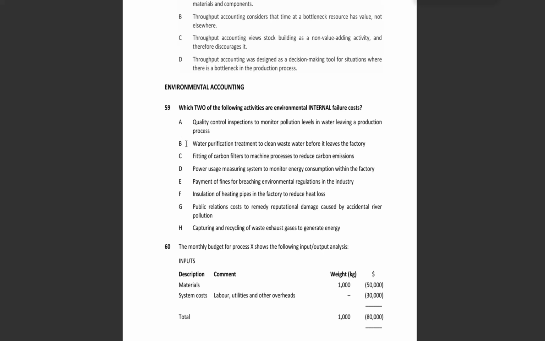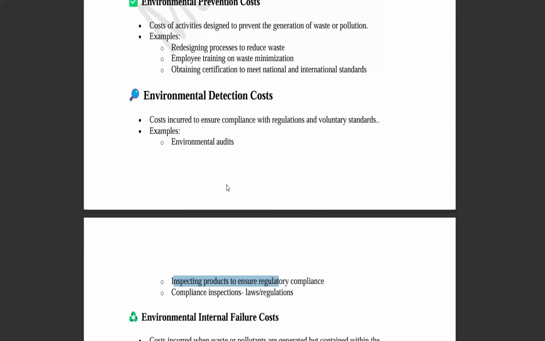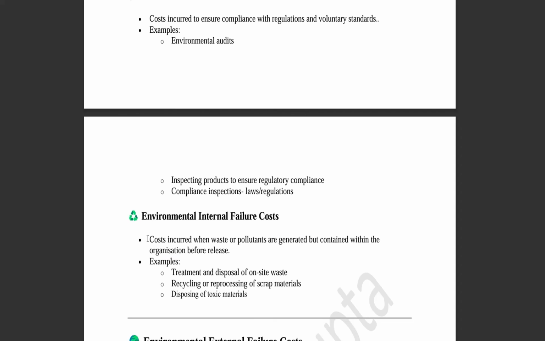Alright. Next is water purification treatment to clean water before it leaves the factory. That means the wastage has not been released to the environment. It is within the factory. Now the company is incurring the cost to get it treated. So these are internal failure costs. Remember, internal failure cost is incurred when waste or pollutants are generated but contained within the organization before being released. Alright.